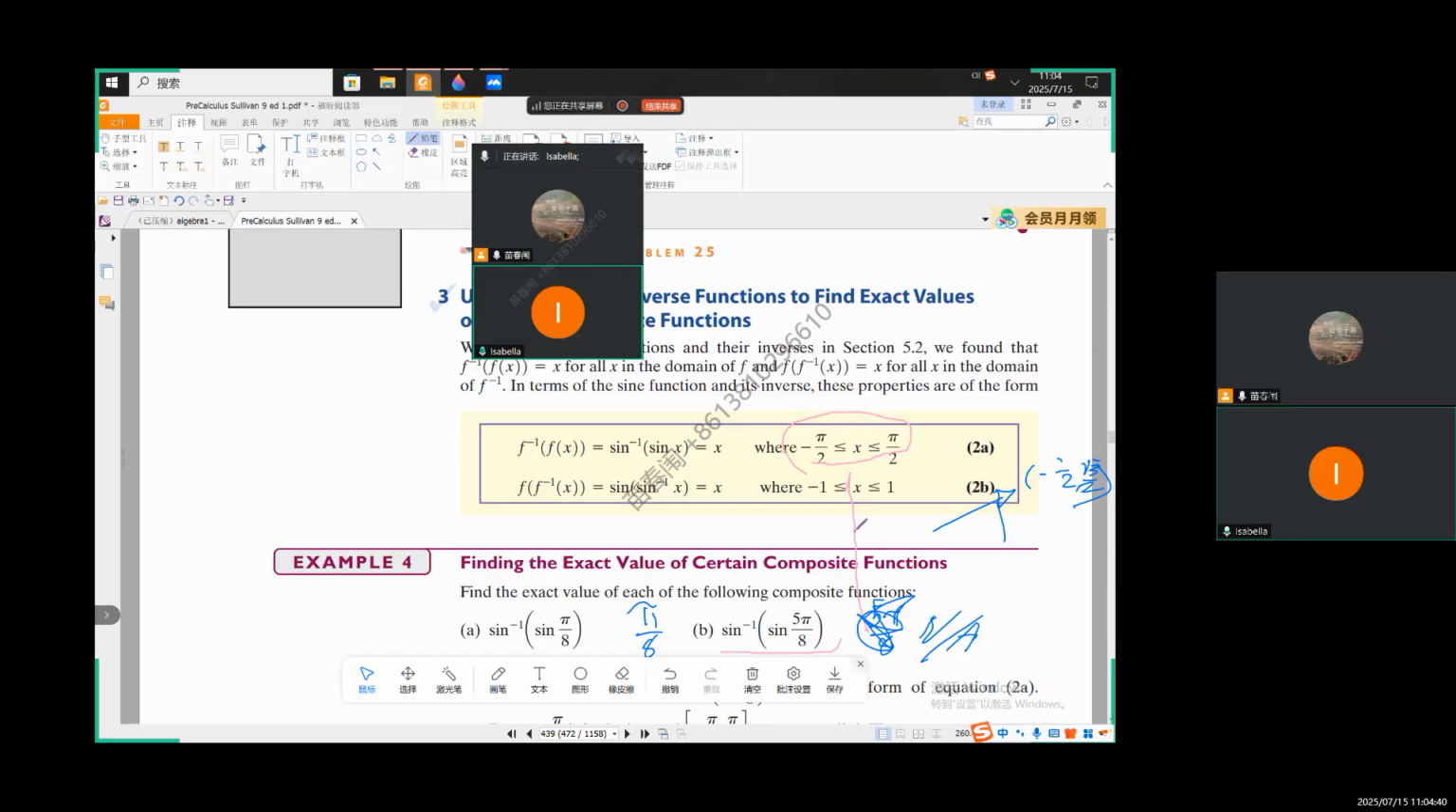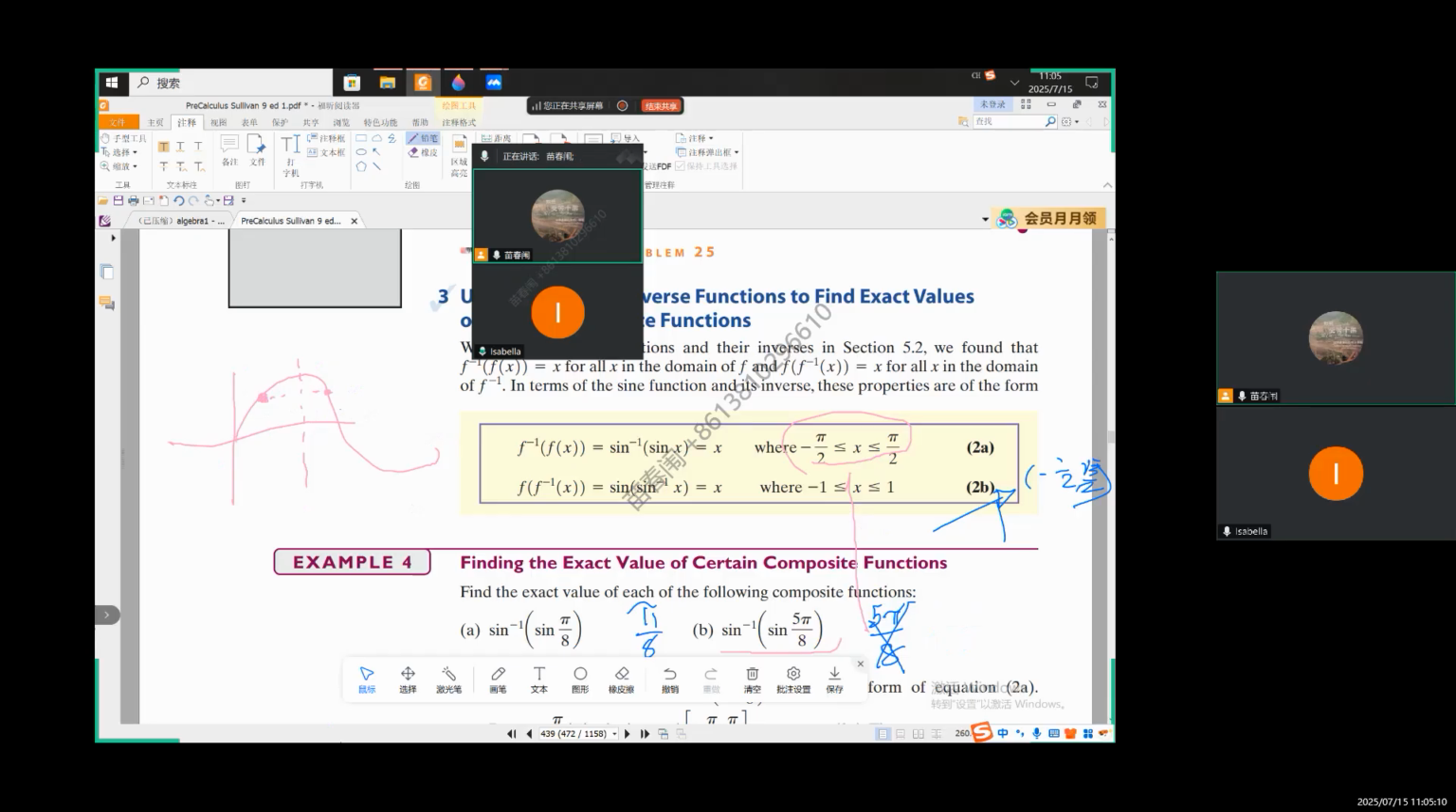Wait, you can change it into the domain and do it. It's not like you can't find it, which means you can find something. 5 pi over 8 is in here. You can find it and make it this one, then you can do it. So it'll be pi over 8. I think it's 3.